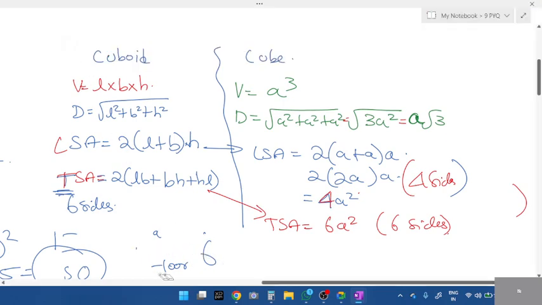If it is lateral, only the walls. How many walls does the room have? 4 walls: front, back, left and right walls. That is lateral. So when it comes to a cube, lateral is 4 into a square. Remember, 4a square. When it comes to total surface area of a cube, total meaning is 6, so 6a square. 4a square, 6a square.